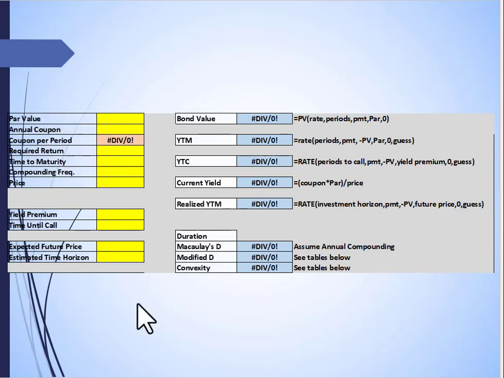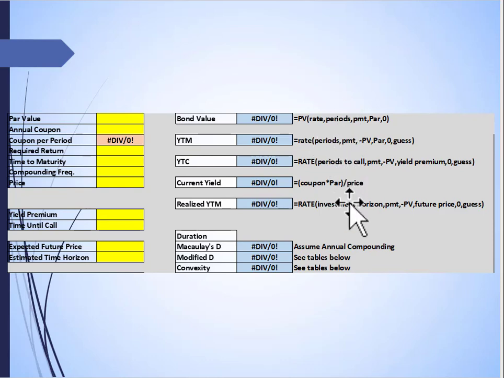So we need to know what variables there are. The par value is almost always $1,000. We have the annual coupon. We have the required return we've talked about, the time to maturity. Now we have to know whether the coupon is paid once a year or twice a year. So the compounding frequency is either going to be a 1 or a 2.